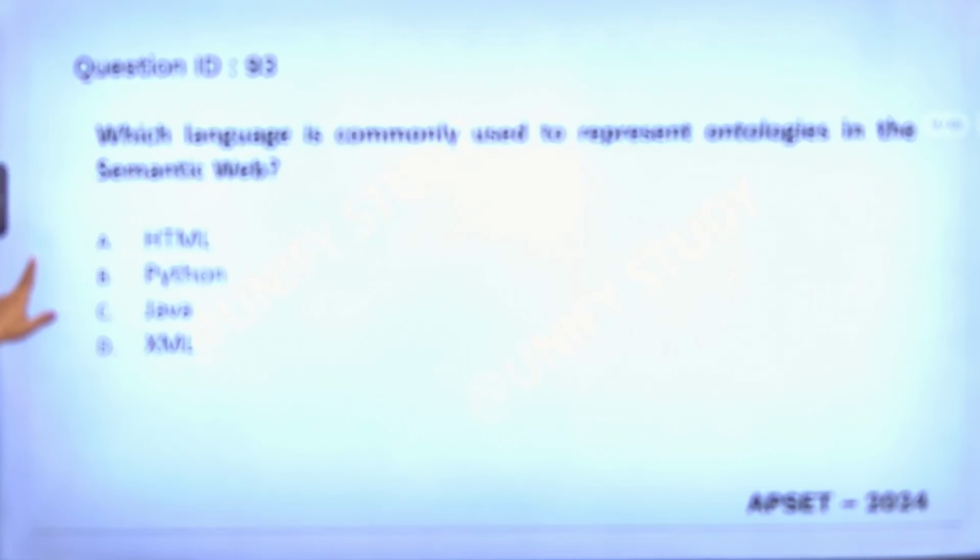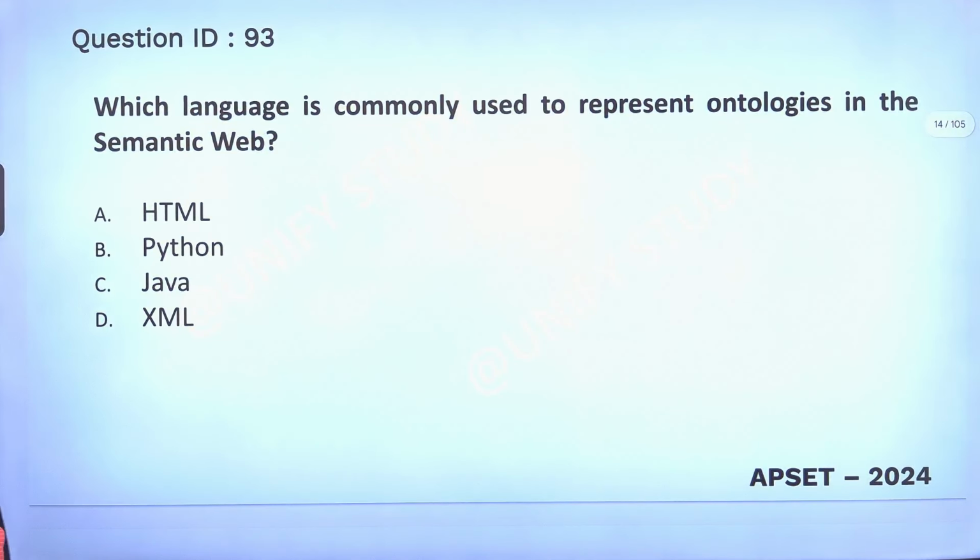Next one. Disjoint means two different subsets. There is no intersection point, that is called disjoint. No intersection point, no common points are there. But here we cannot say, we are not confirmed about whether it is disjoint or not.